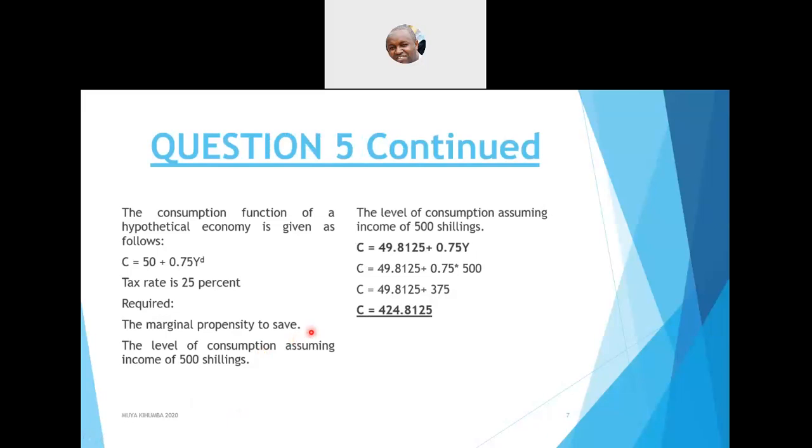The question also asked about the level of consumption assuming income of 500 shillings. All we need to do is to substitute for this Y. Y we've been told is 500 shillings. We simply multiply that, and we find that the level of consumption will be 424.8125 shillings.